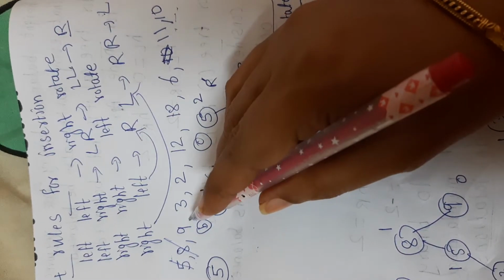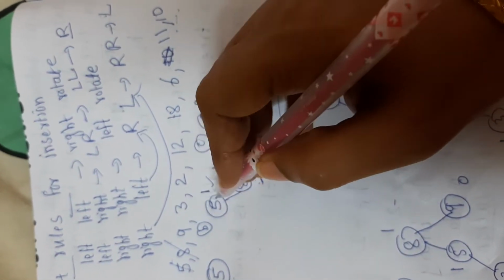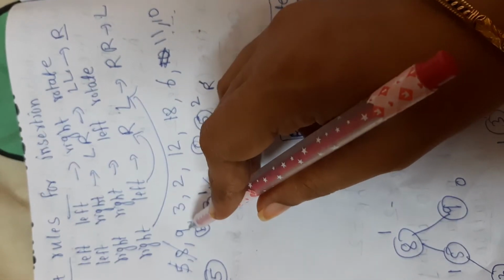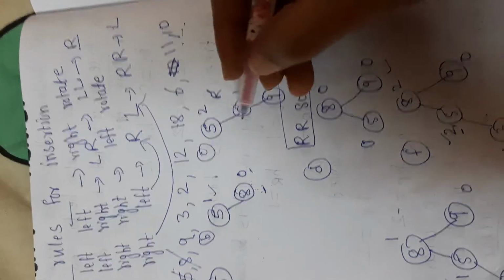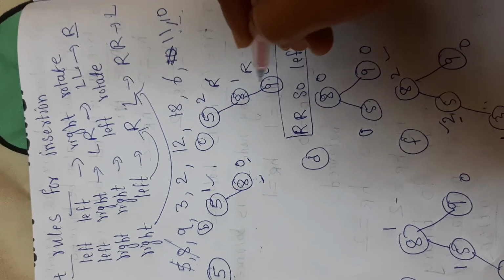Now come to the 9. So 9 is greater than 5. Since 9 is greater than 5, you have to insert on the right side of the tree. So 5, 8, and 9 is greater than 8.